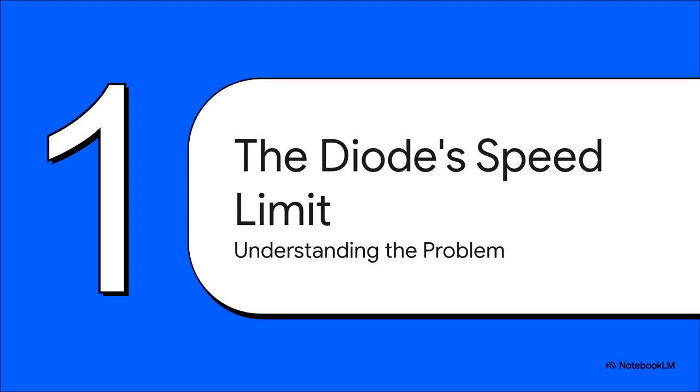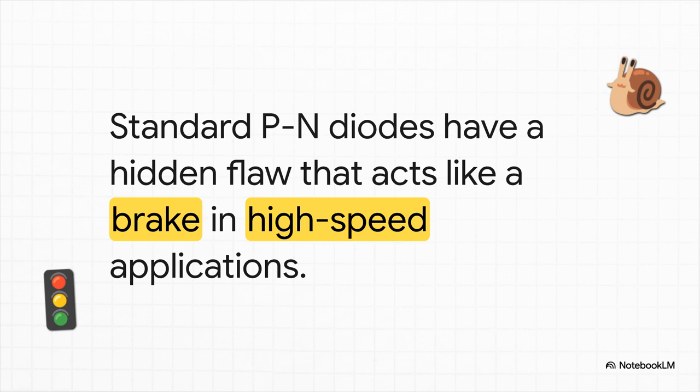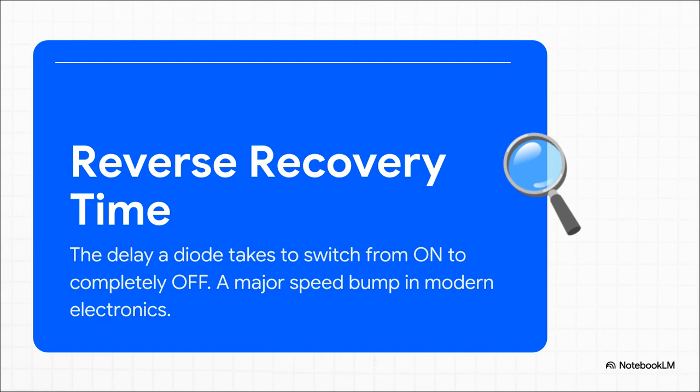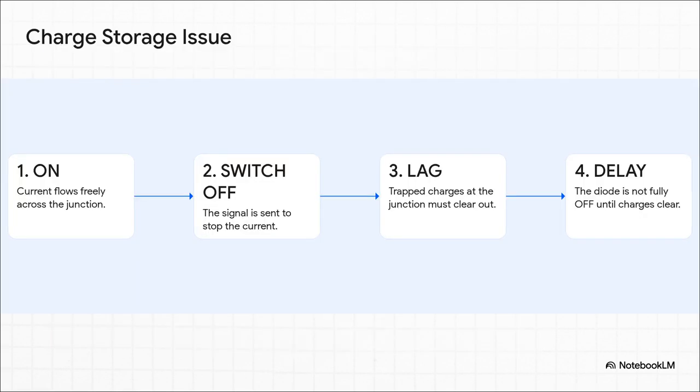Now, to understand why our hero component is so special, we first have to understand the problem it solves. And for that, we need to look at the good old PN diode, which is a fundamental building block in pretty much all electronics. See, these standard diodes are fantastic at controlling the flow of electricity, but when it comes to high-speed situations, they have a critical flaw that really acts like a brake. This flaw is called the reverse recovery time. It's basically the tiny delay it takes for a diode to go from conducting current to fully blocking it. Now, at low speeds, it's not a huge deal, but in modern electronics, it's a major speed bump on the information highway.